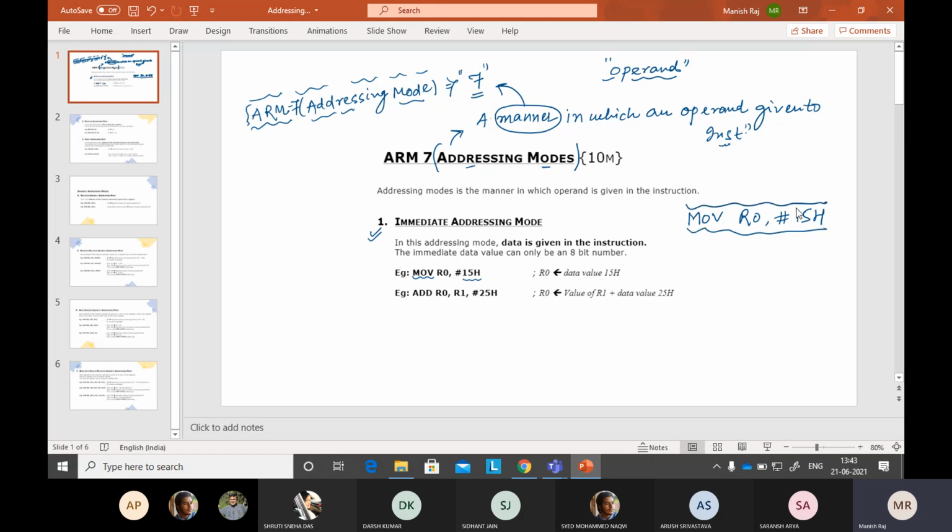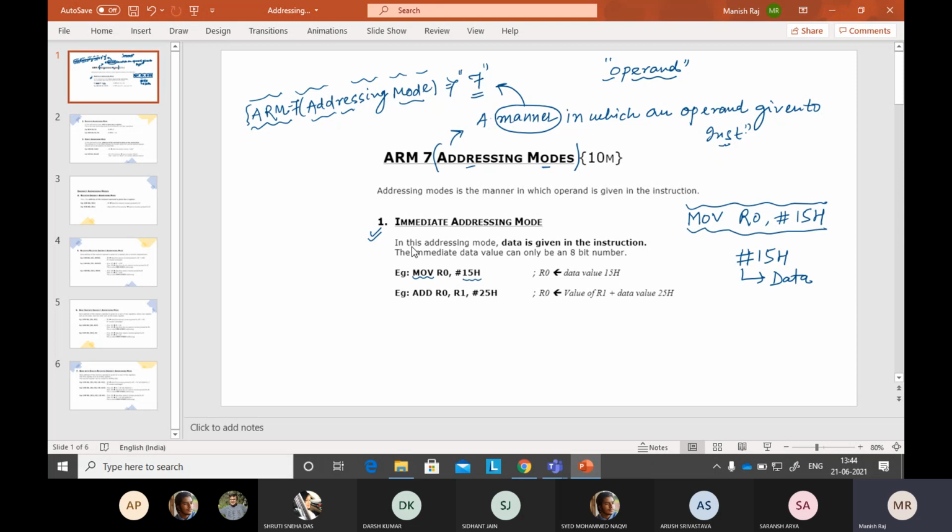So what is the meaning of that? When you get this type of structure, you can understand where the hash is present, that is the data. Every time hash is present, it is the data, and if hash is not present, you can understand that it will be the address. Always remember, if hash is present with some number, that is the data, and if hash is not present, then you will get the addresses.